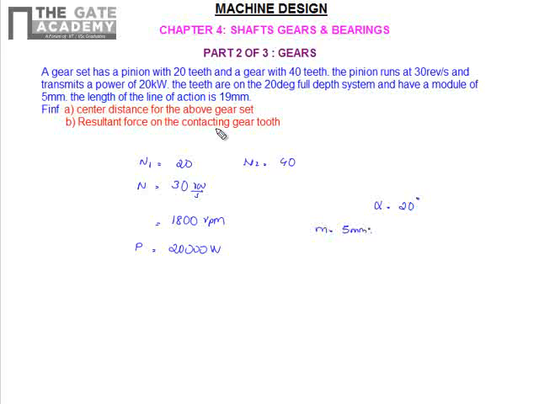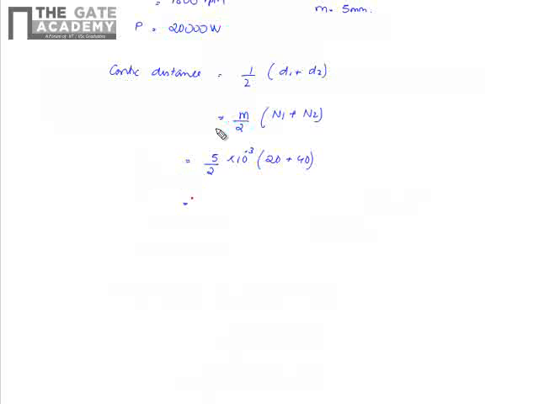Now what is the center distance for the above gear set? We know center distance is given as 1 by 2 into D1 plus D2, where D1 and D2 are the pitch circle diameters of the two gears, or this can be written as M by 2 into N1 plus N2. In this case it will be 5 by 2 millimeters, so into 10 raised to minus 3, into 20 plus 40. 20 plus 40 is 60, 60 by 2 is 30, 30 into 5 is 150 into 10 power minus 3 meters.